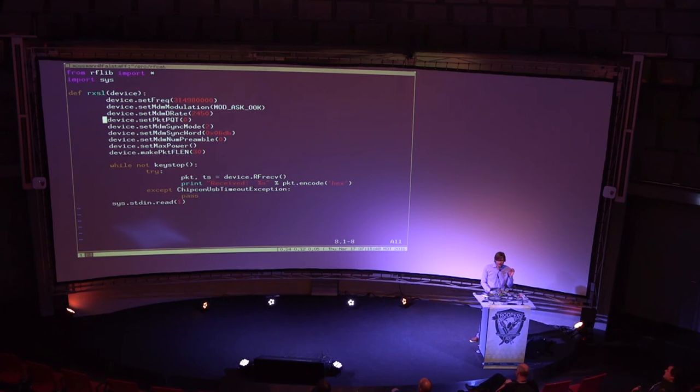So all of those settings that I just made in the command line in Python, I just took them all from this little block right here. And there are a couple extra ones that aren't really all that important, except for this one, the packet length. I'm going to tell rfcat to only capture 30 bytes at a time.